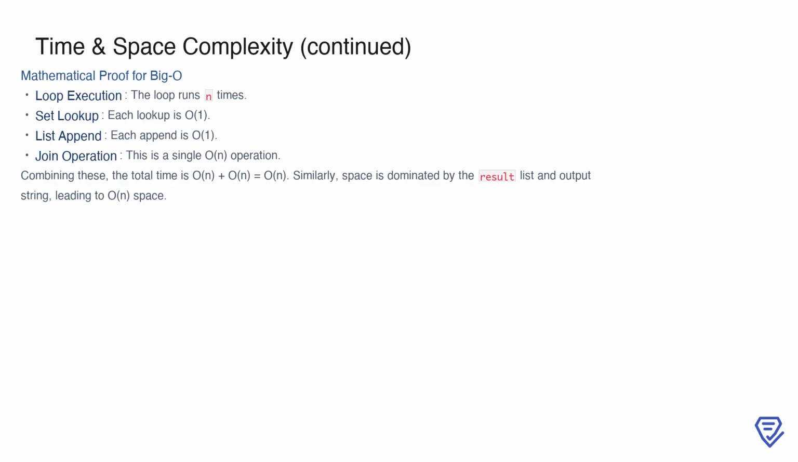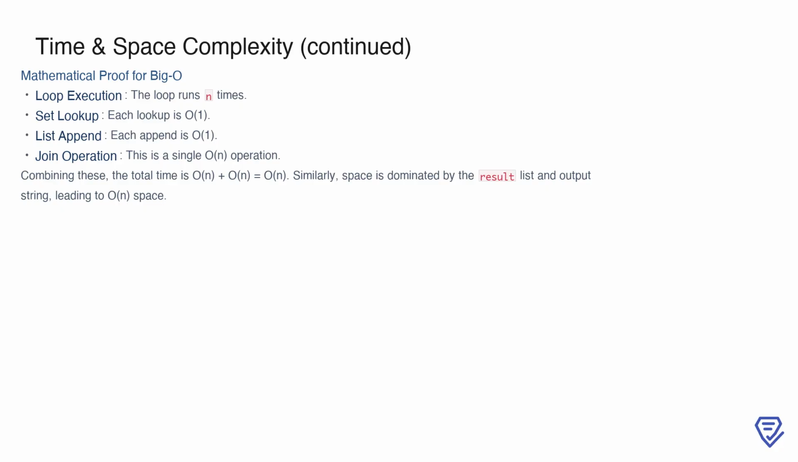Finally, let's confirm the time complexity mathematically. The for loop executes exactly n times, once for each character in the string. Within the loop, the set lookup to check if a character is a vowel is O(1), and appending to the result list is also O(1).